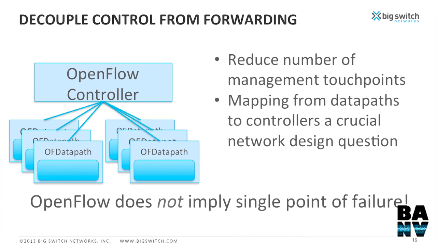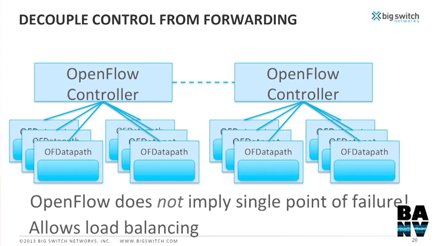I'll breeze through these because I get the feel that everybody is fairly SDN aware, right? So the idea is you decouple control from the forwarding plane, you reduce the number of management touch points. The exact number of data paths to control is a network design question. It depends on what you're building. And OpenFlow does not imply a single point of failure. I have had this question for the last 6 years.